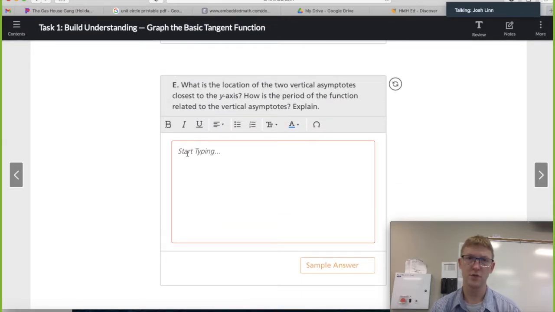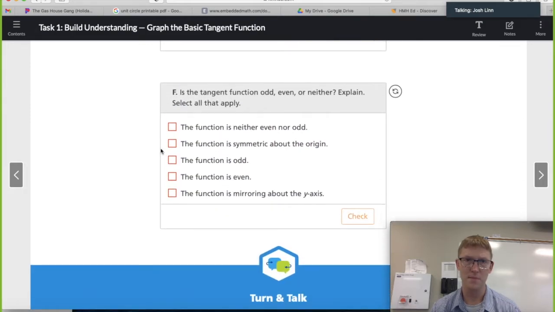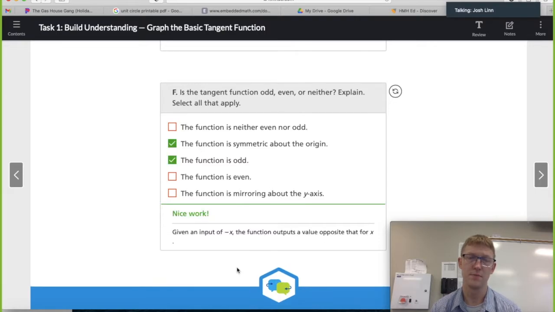We talked about the location of the vertical asymptotes. Is the tangent function odd, even, or neither? I don't remember the definition of odd or even. Clearly I don't, because I've messed it up every single time so far. I'm going to say it's odd, because the function is symmetric around the origin. I mean, I knew that.